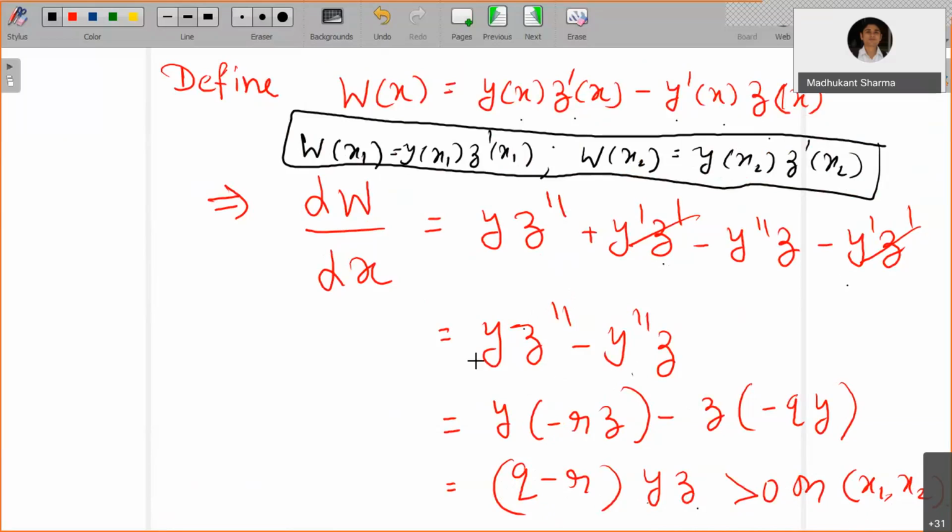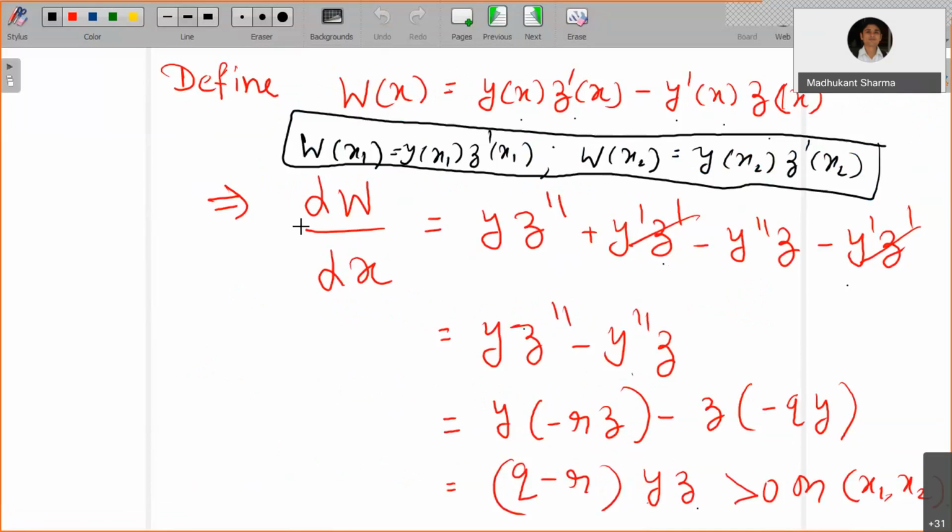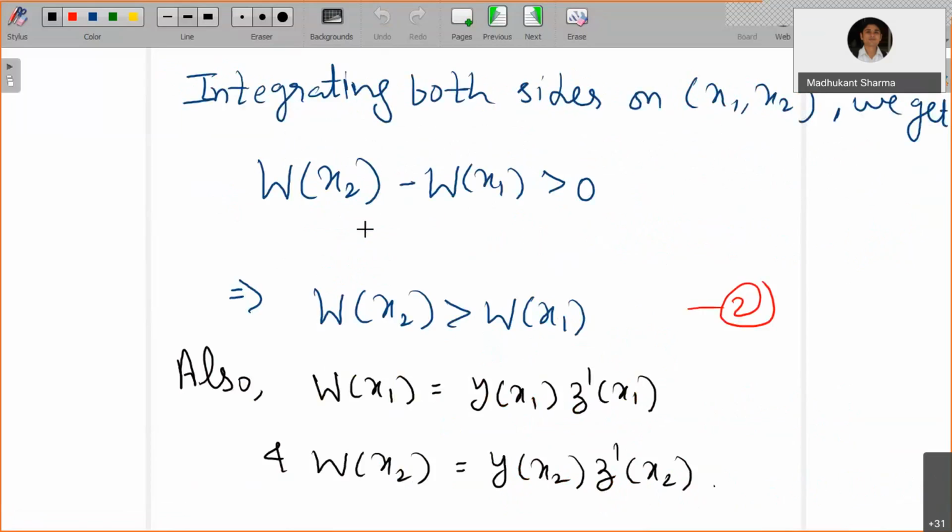So what it implies is that you can integrate over the interval x1 to x2, since it is Riemann integrable. If f is positive, then the integral from x1 to x2 of f(x) dx also remains positive. So the left-hand side becomes W of x2 minus W of x1, because you are integrating with respect to x. This is positive, meaning W of x2 is greater than W of x1.